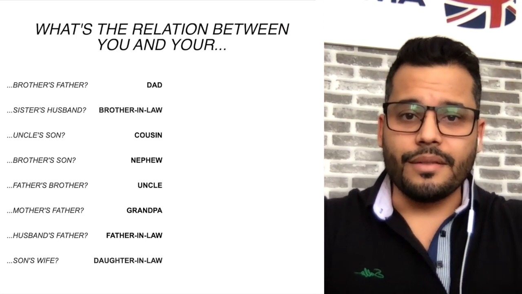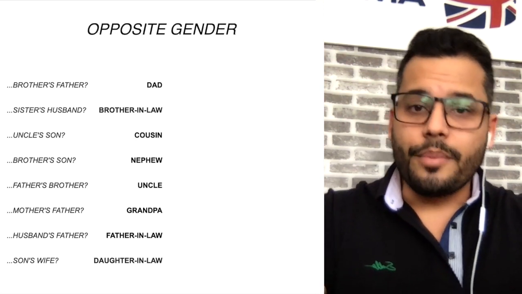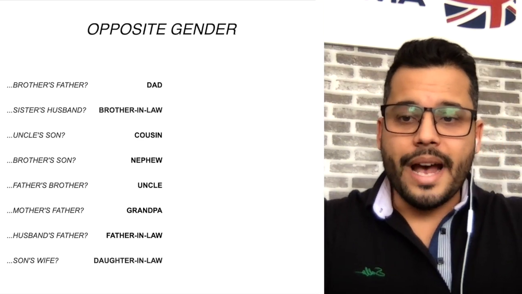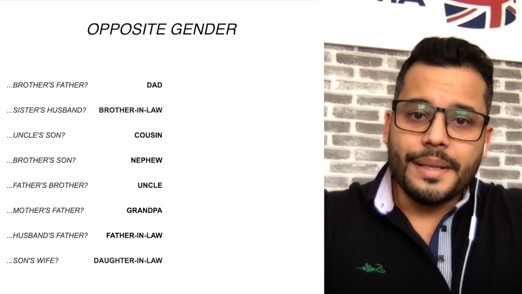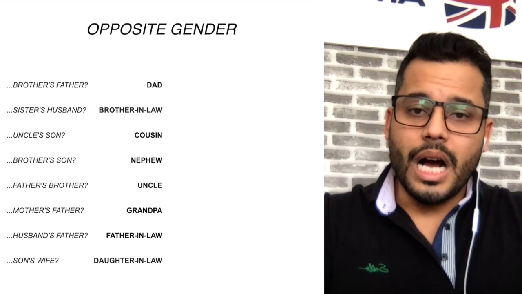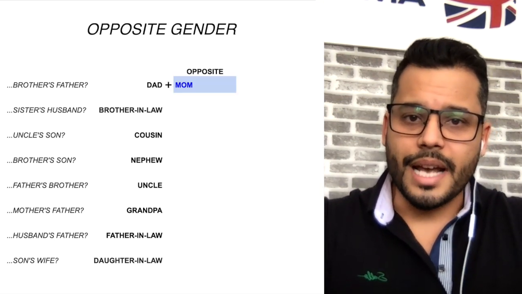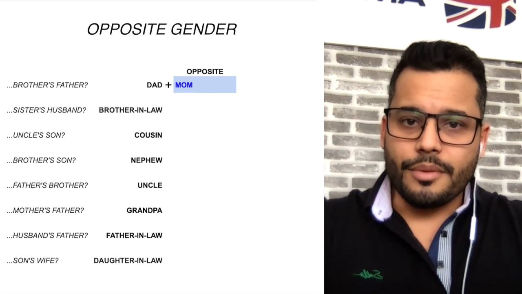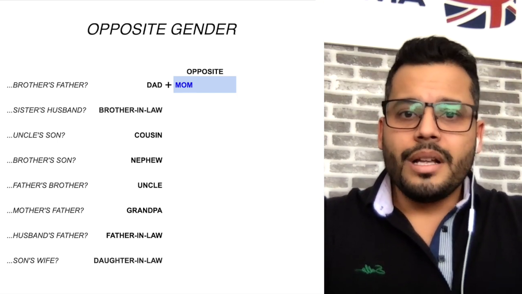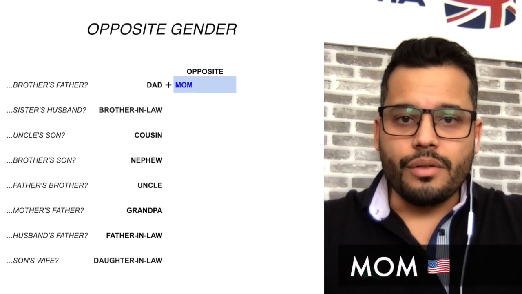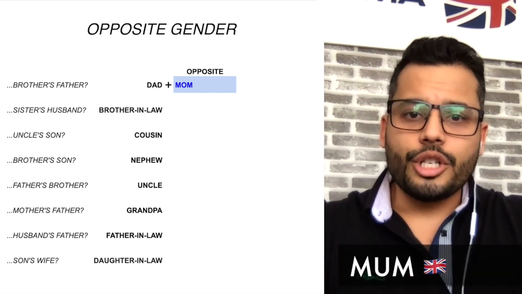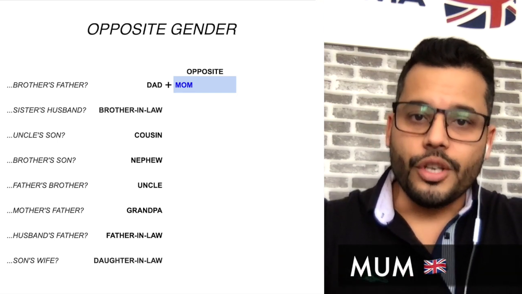Beside these relatives, we have the opposite gender. We have brother's father, who is your dad. The opposite of dad is your mom. Okay, opposite of dad, mom. All right, repeat, mom. In American English, you can write with O. In British English, you can write with U.